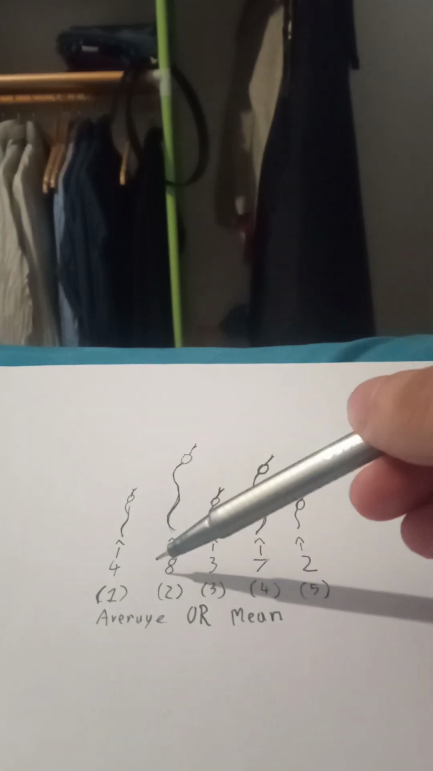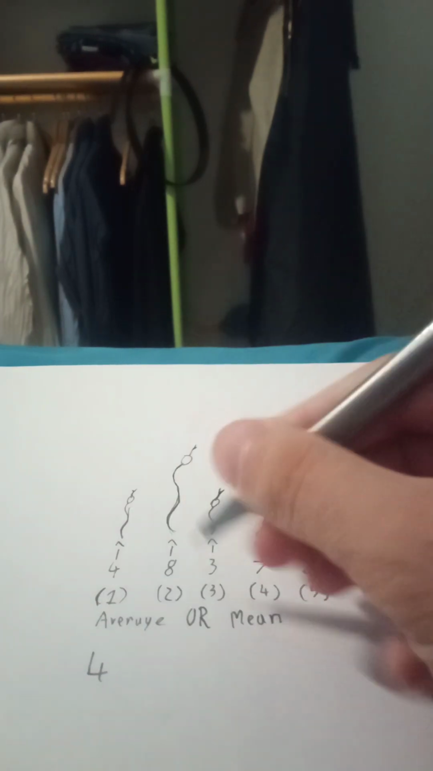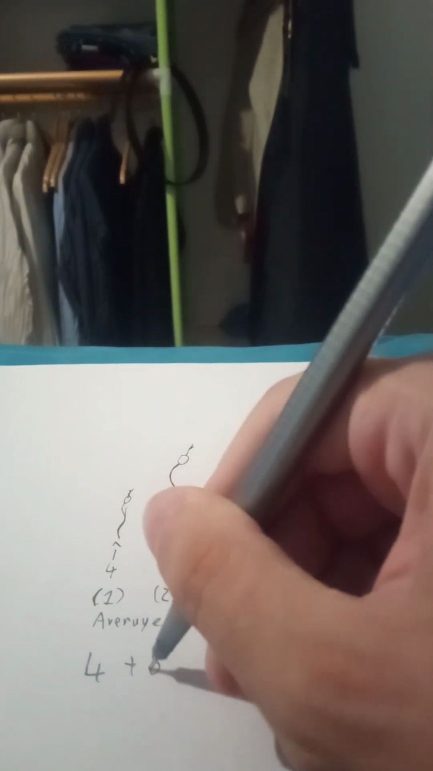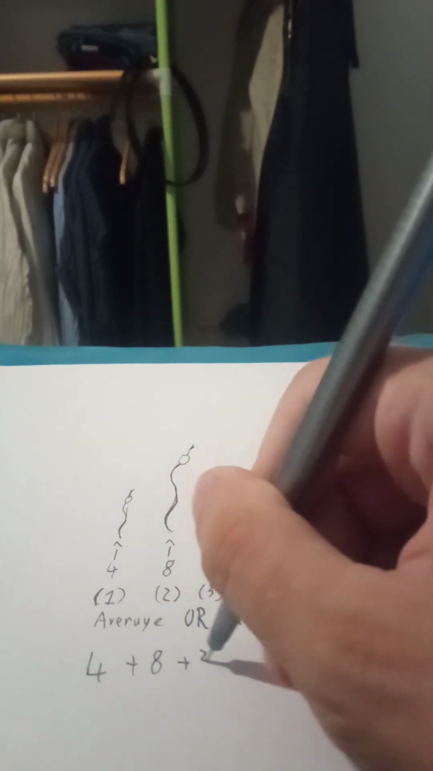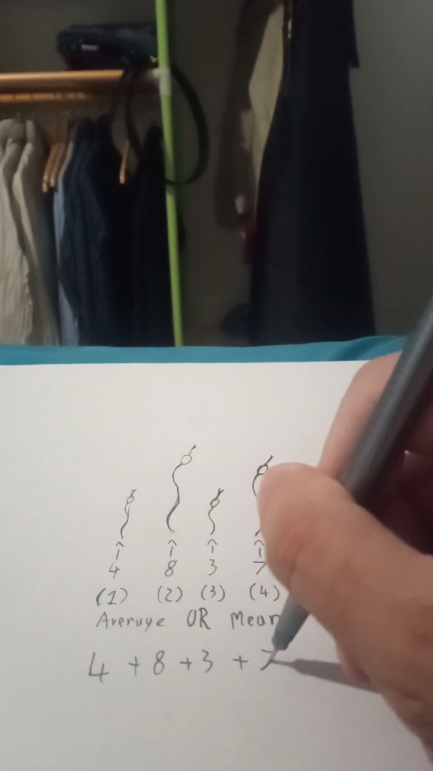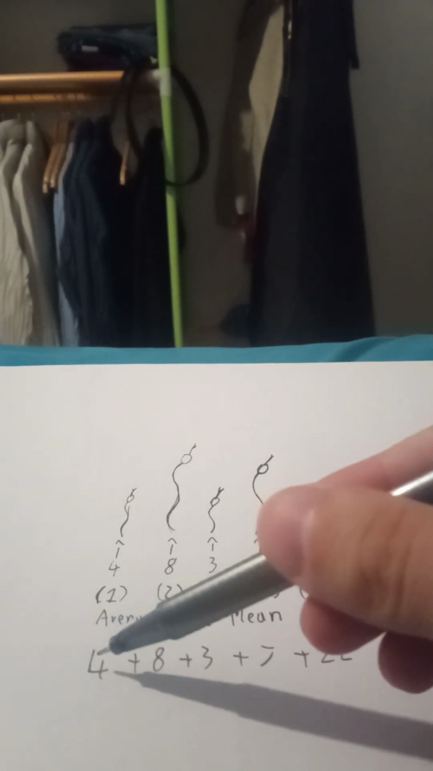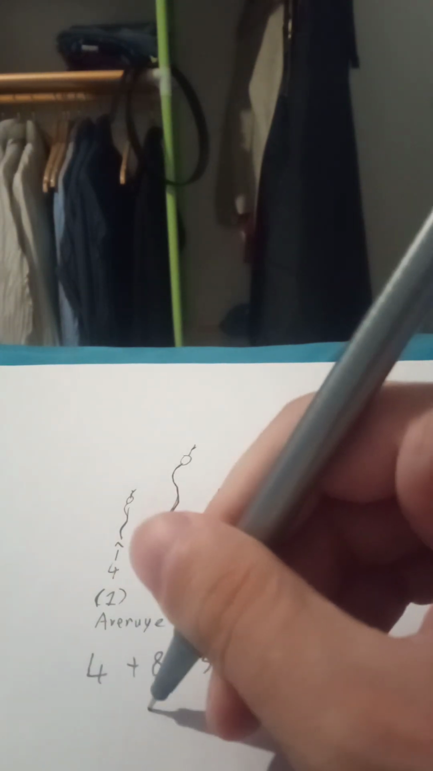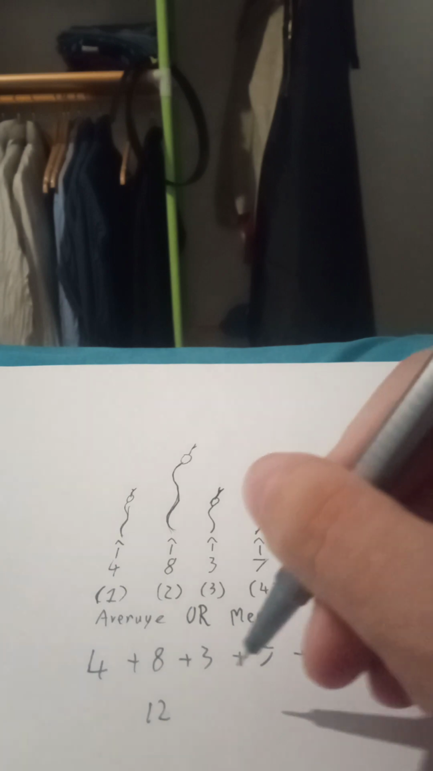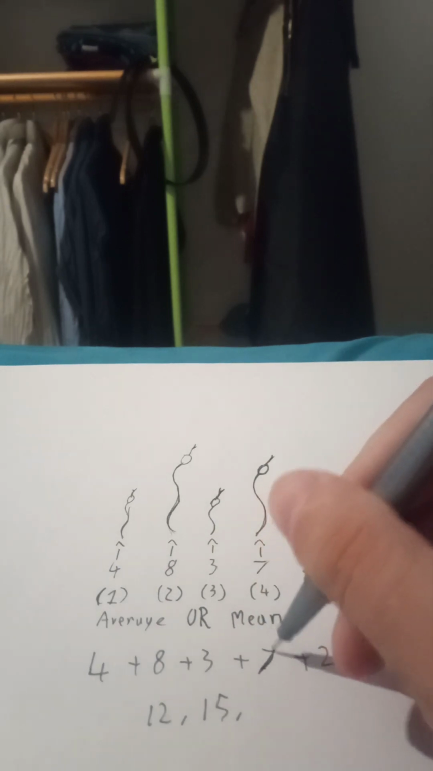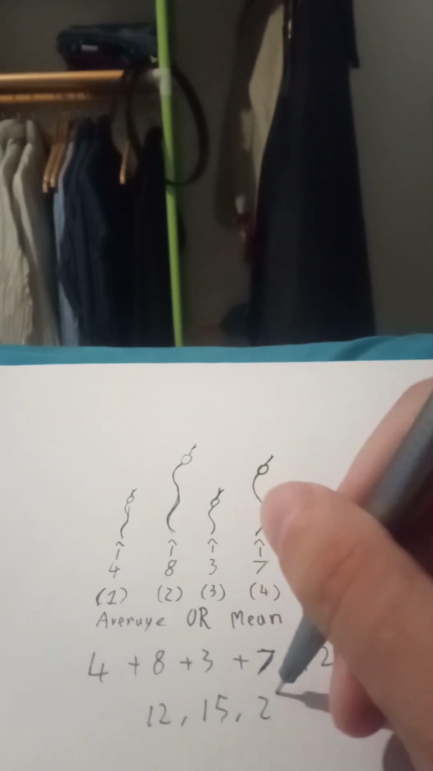So what we're going to do is add these up as we go. We've got 4 plus 8 plus 3 plus 7 plus 2. Let's do this cumulatively. 4 plus 8, that's 12. And then the next thing we've got is 15, and then we've got 22 at this point.